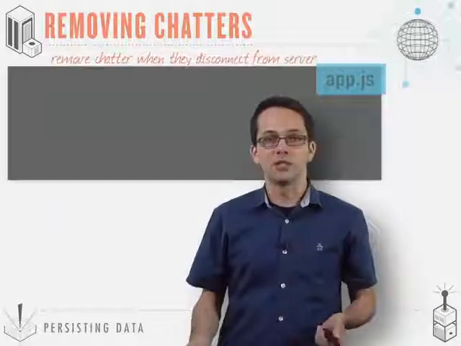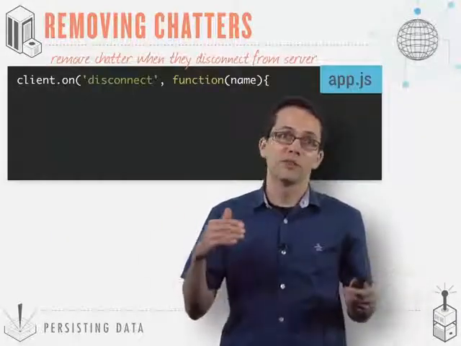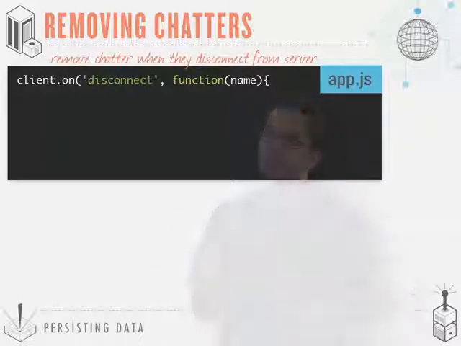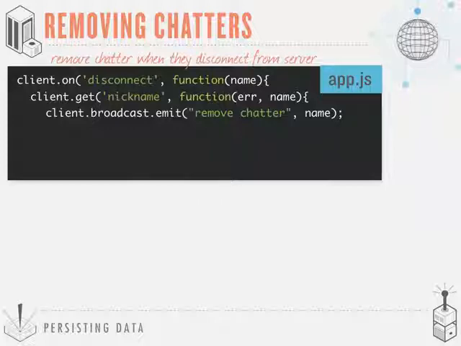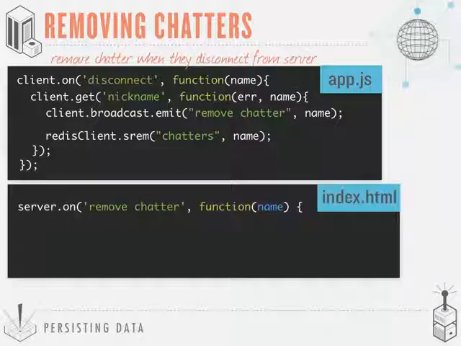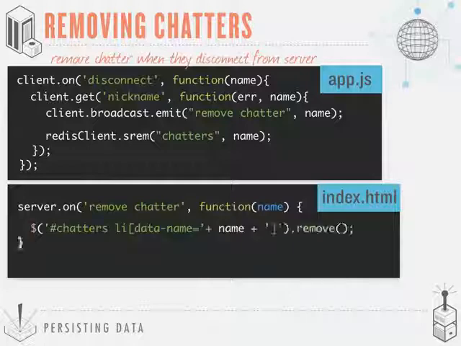Last thing we need to do is remove a chatter when their WebSocket disconnects. So we'll say on the disconnect event, get their current nickname, broadcast the remove chatter event to all of our other clients, and then remove them from our Redis set. Then on the client side, we need to listen for that remove chatter event, and when that gets called, we'll simply use some jQuery to remove it from the list.